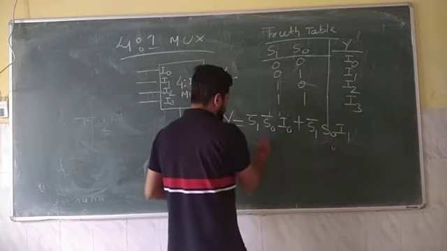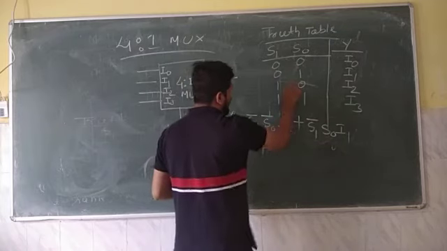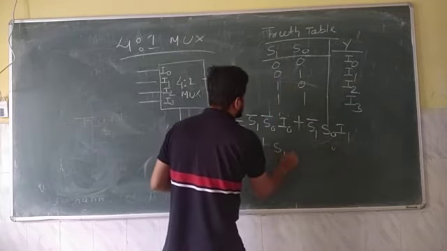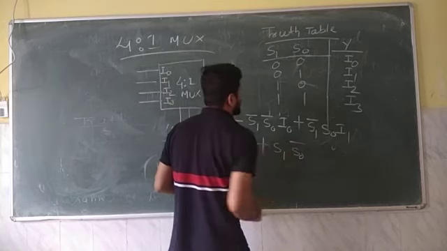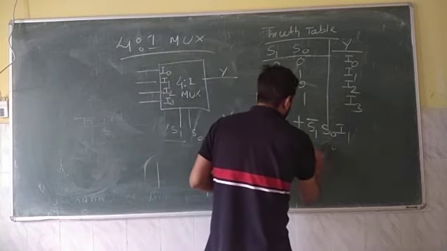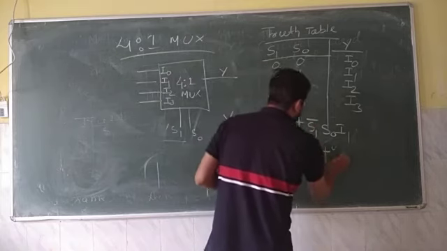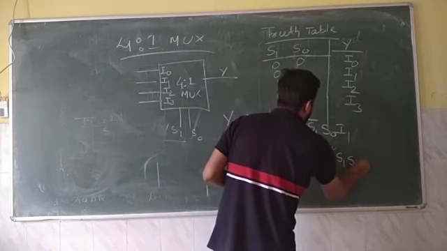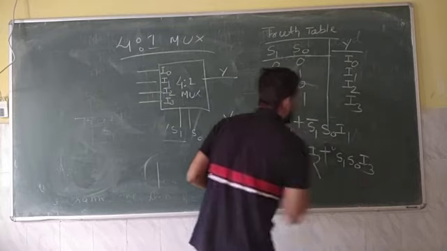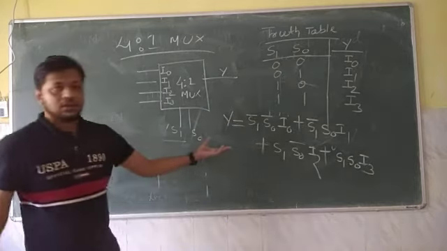Or when S1 is 1, S0 is 0, that means S1, S0 bar, I2. Or when S1 is 1, S0 is 1, that means S1, S0 and I3. So this is your logic expression.